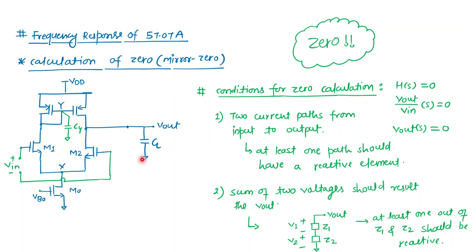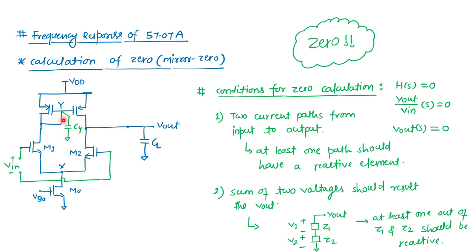Hello friends. So till the previous video we have seen the calculation of this first non-dominant pole contributed by this node Y. Okay, and before that we have seen the pole contributed by this capacitance CL. Now it's time to calculate the zero due to this node Y. Okay, so is there any possibility of zero due to Cy cap?